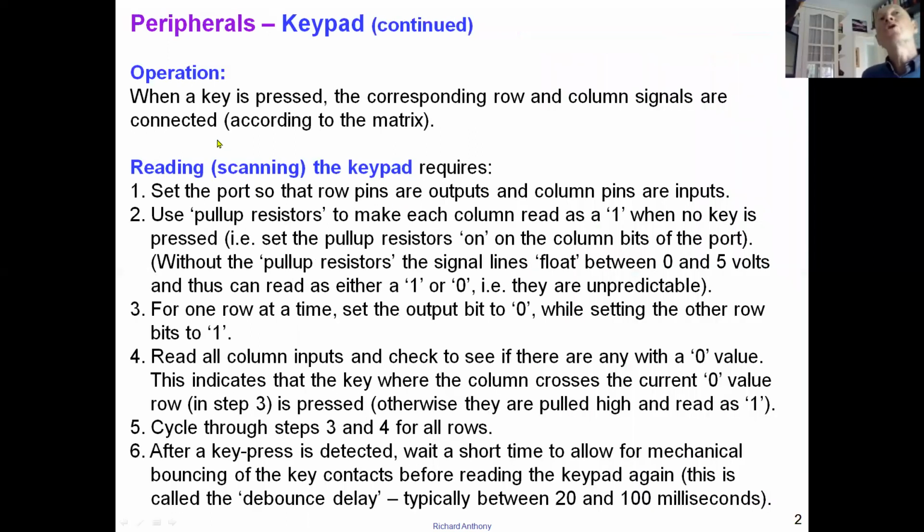Very quickly, what do you do then? Well, it's what I just explained there, but it's written in a sort of algorithmic form here. You set the port, so the rows are outputs and the columns are inputs, so it's going to be the other way around to my explanation. It doesn't matter which way around it actually is.